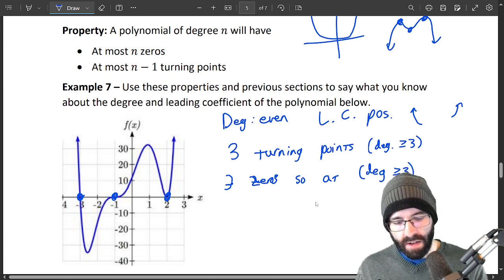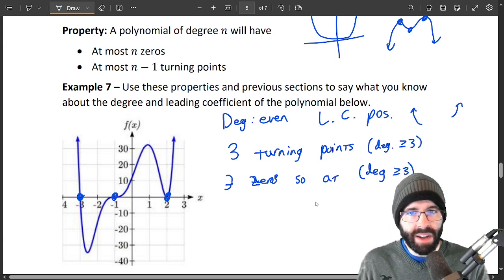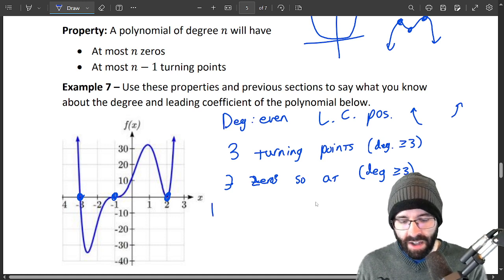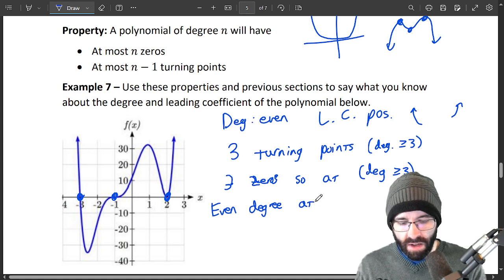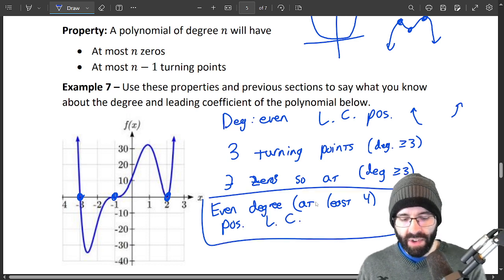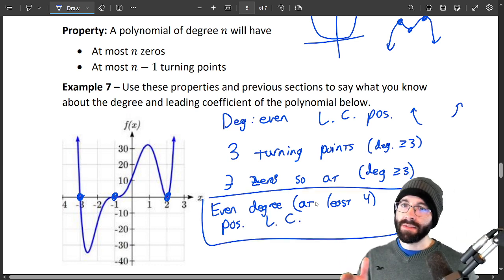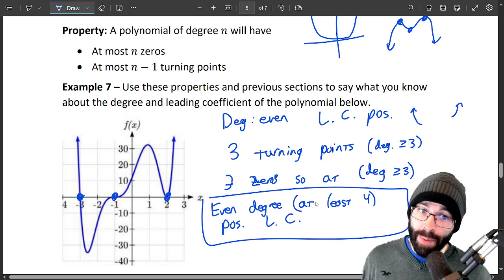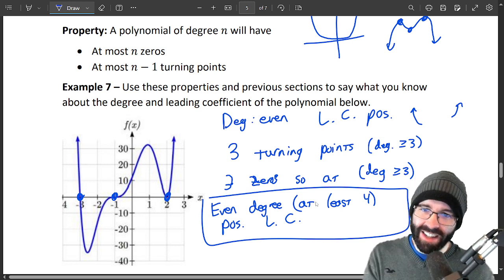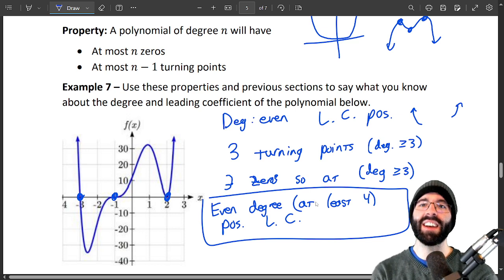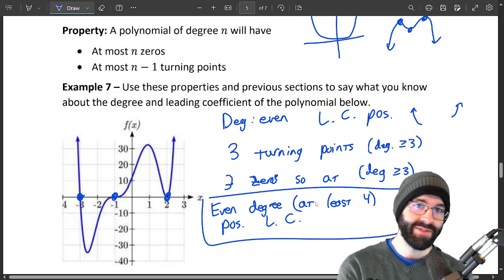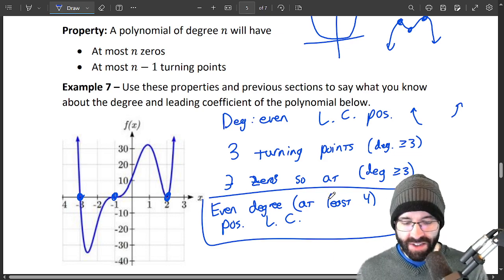All right, well, if the degree has to be at least 3 and it has to be even, we know it's going to have an even degree of at least 4, and a positive leading coefficient. And that's our answer here. That's everything we can say so far. In the next page, we'll actually be able to say more. We'll actually be able to say this is at least a 6th degree polynomial. But for now, we just know that it's at least 4.